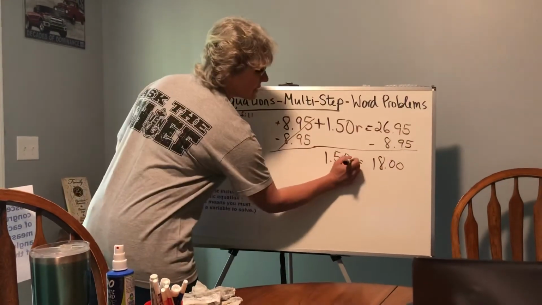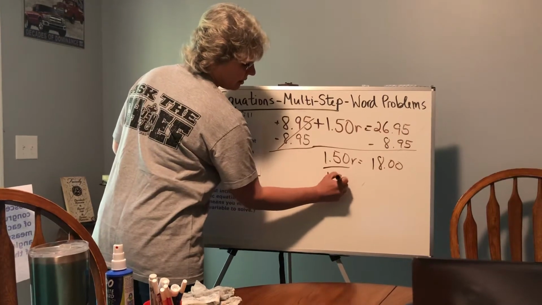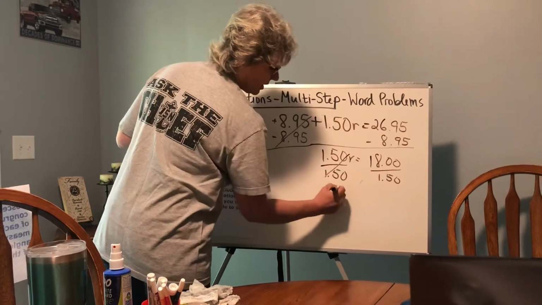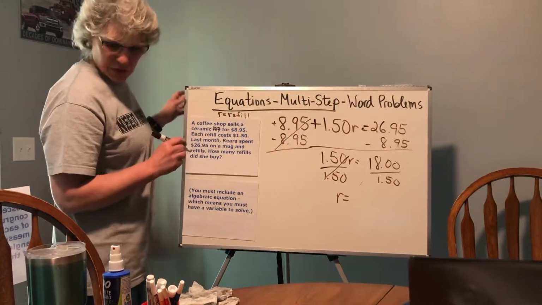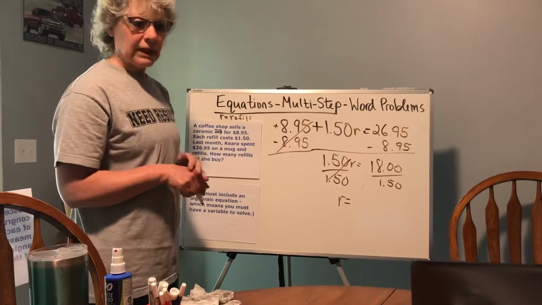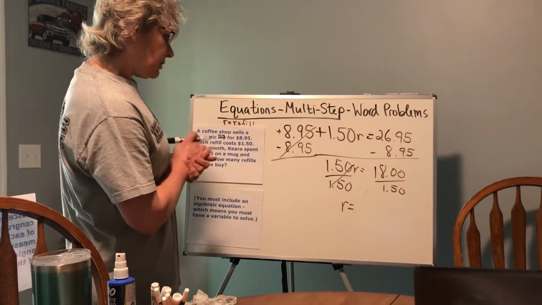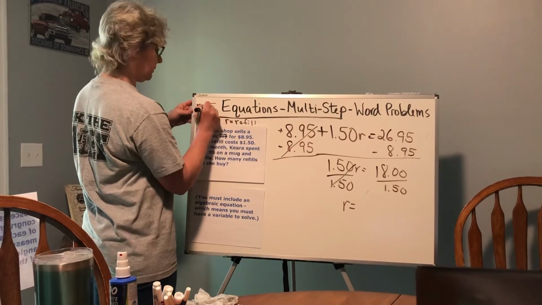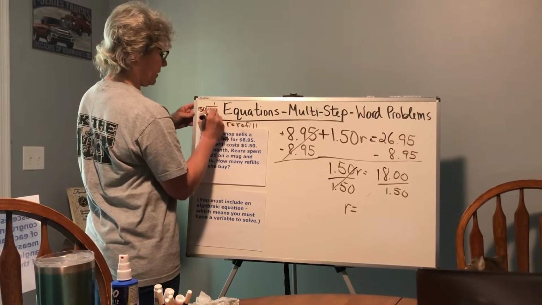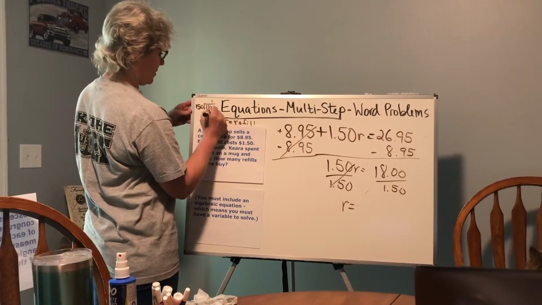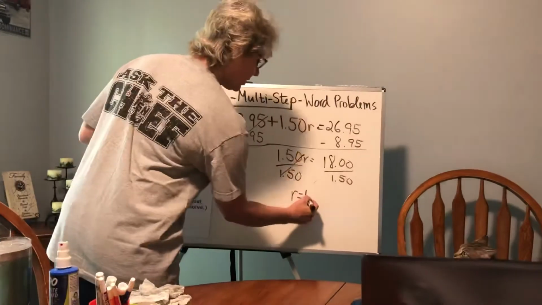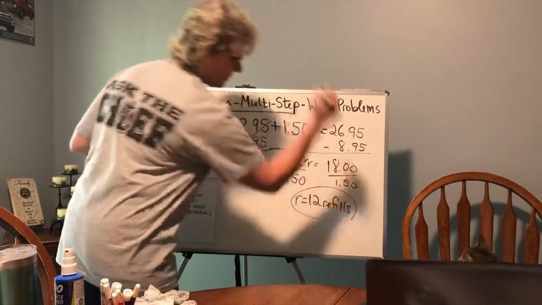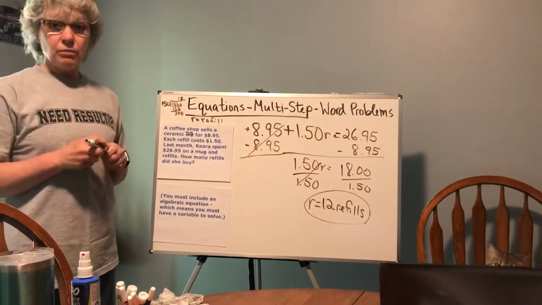Continuing to isolate my variable further, I'm going to divide each side by $1.50. And I'm going to find out that my R actually equals, I don't have my calculator. Well, when in doubt, do it the old-fashioned way. R equals 12 refills. And that's one of our multi-step word problems.